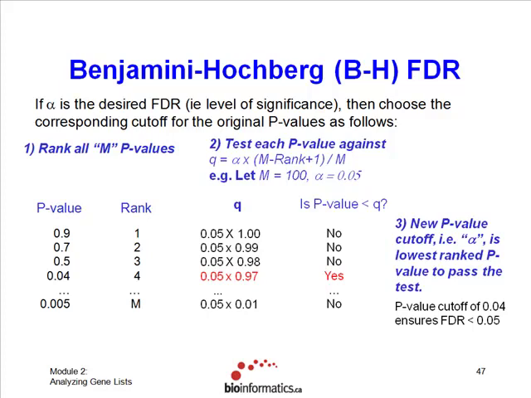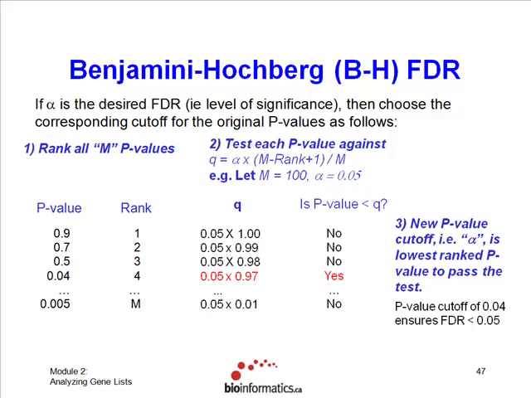0.05 divided by 10,000 is going to be 5 times 10 to the minus 6, right? So the answer to my question is no. This p-value is not significant after the Bonferroni correction. In fact, none of these p-values are going to be significant because this is actually the lowest p-value.